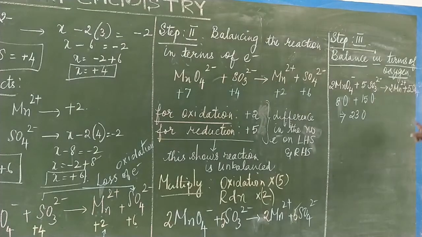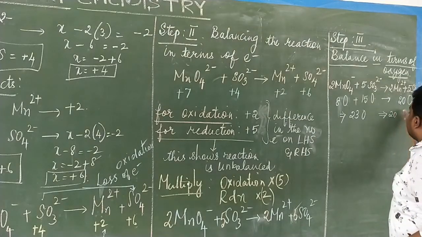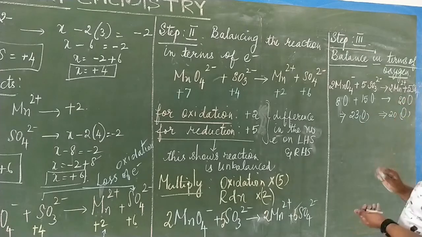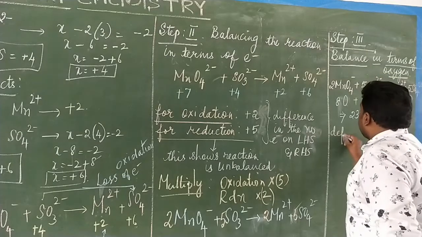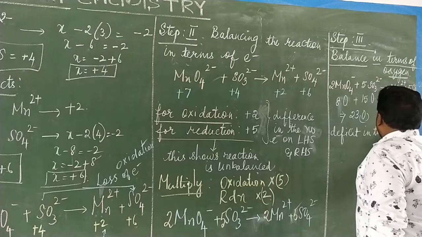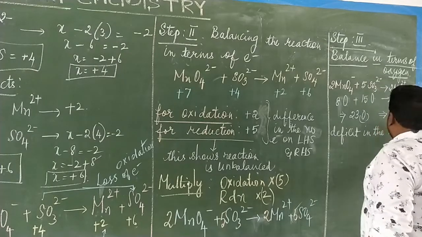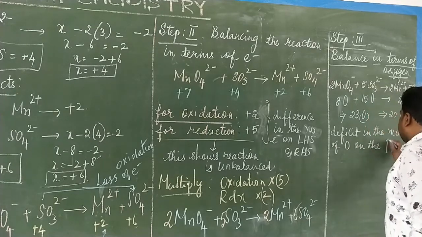Product side, 5 4s are 20. Here no oxygen. Here only oxygen, 5 into 4, 20 oxygen is present. Isn't it? So now you see the difference. 20 oxygen is present here, 23 oxygen is present here. Correct? So there is a deficit in the number of oxygen on the product side.